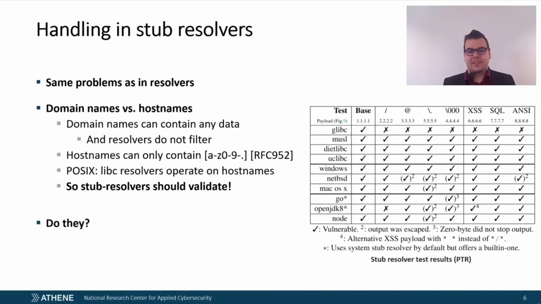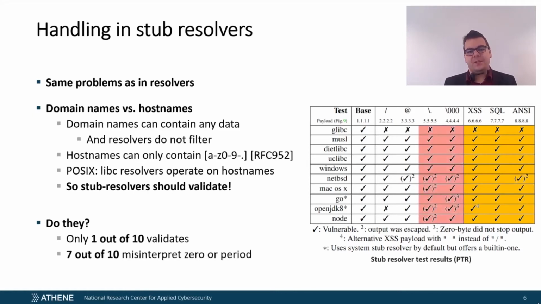To see this, we tested 10 different implementations, where 7 of them are libc resolvers and 3 of them are other DNS subresolvers. And we found that only 1 out of 10 validates and that 7 out of 10 misinterpret the 0 or period payload for a string terminator or label separator.